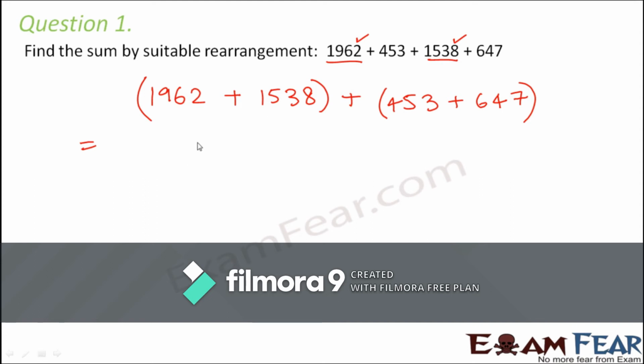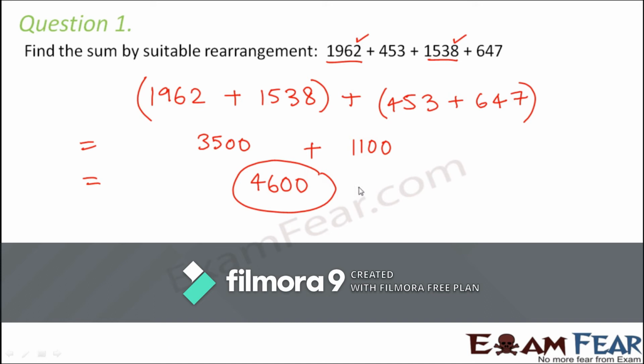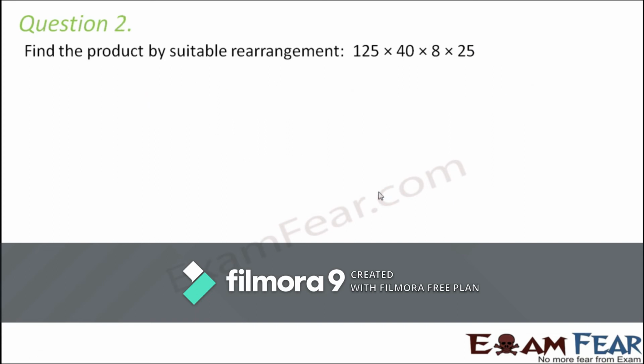So 1962 plus 1538 is 3500, and what about 453 and 647? That is 1100. So therefore the result is 4600. So you see, we could do this sum in a more simple way by making use of the properties.